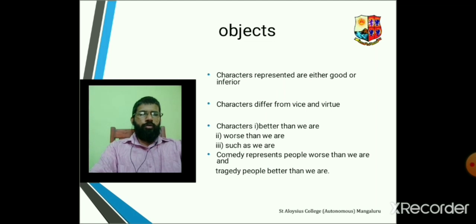So when you take a particular play and begin to analyze the characters of that play, you would get to know there are characters which are much better than us.